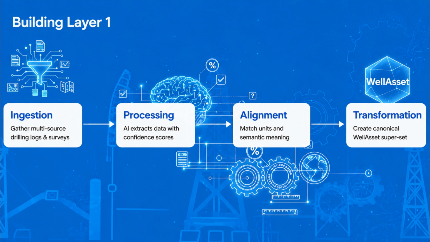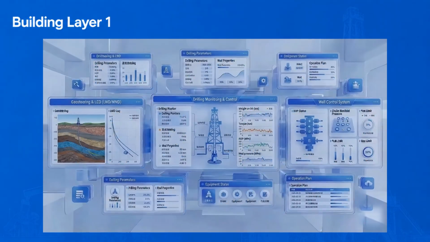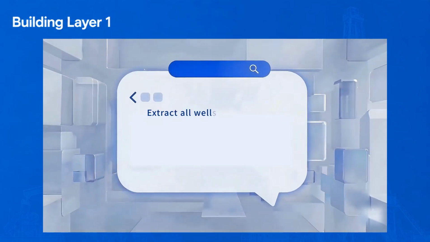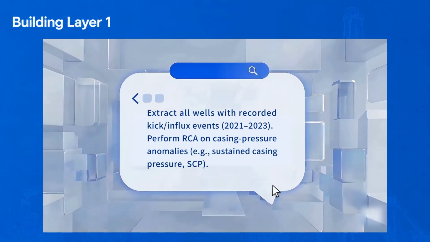Next up is field alignment. This is essentially the last mile of data integration. It does this deep matching of units of measurement, depth references, and semantic meanings across different systems, ensuring everything speaks the exact same language. Finally, all this aligned data goes through the canonical superset transformation. It's perfectly structured into a single, ultimate source of truth for every single well, which we call the well asset.